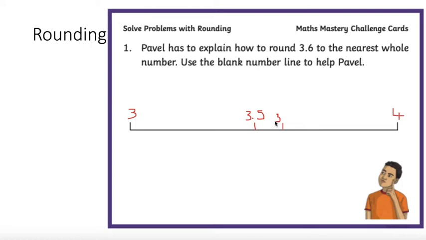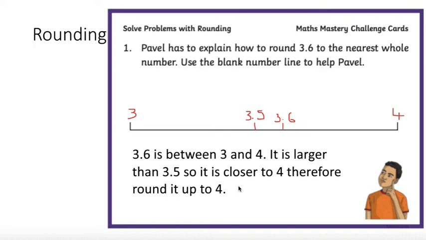3.6 is closer to 4, therefore I would round up to 4. I've written that down here. 3.6 is between 3 and 4. It is larger than 3.5, so it is closer to 4, therefore round it up to 4.